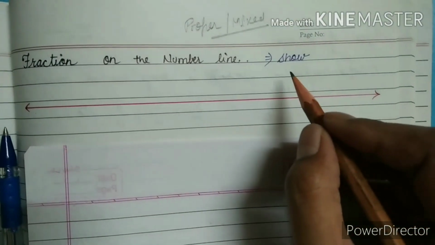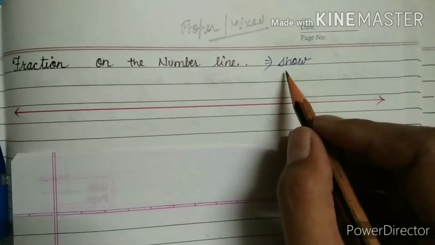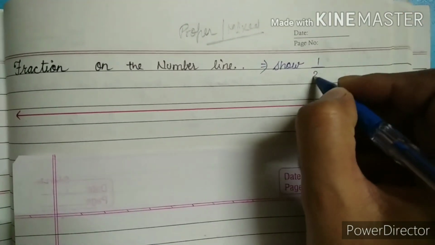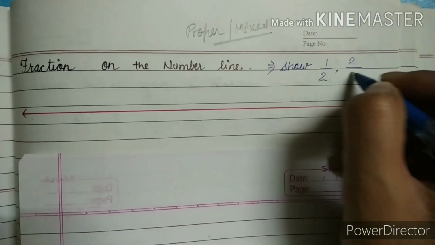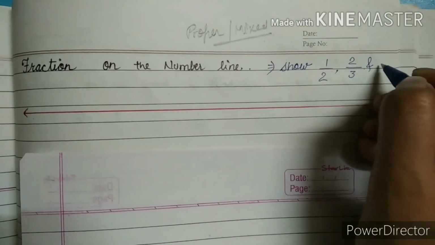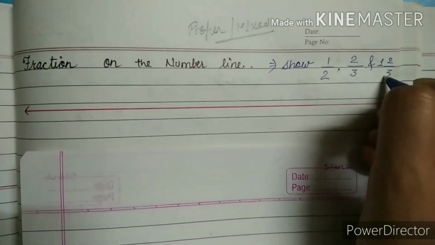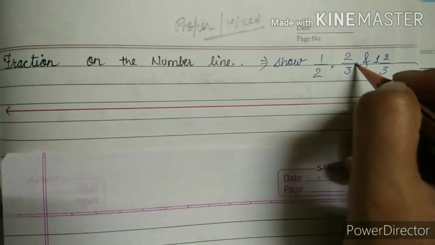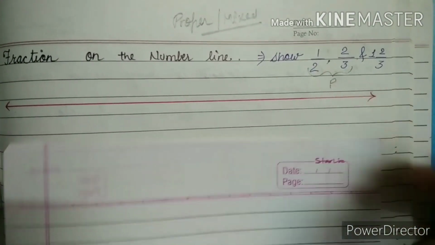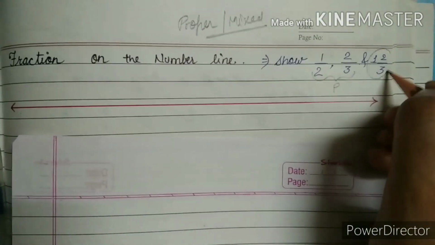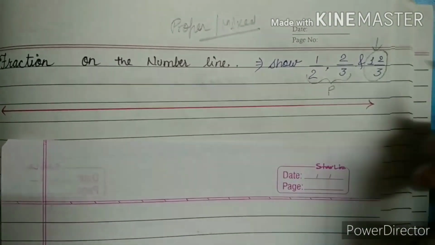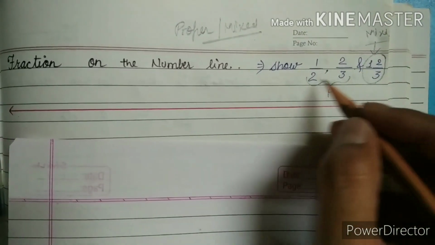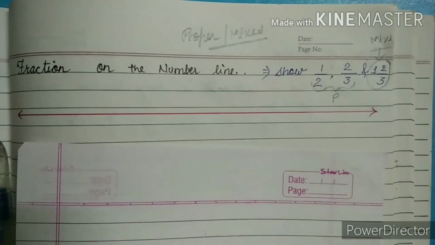So if we take some examples, we show here 1 by 2, 2 by 3 and 1 and 2 by 3. As you can see, 1 by 2 and 2 by 3 both are proper. But 1 and 2 by 3 is mixed. This is a mixed fraction. So how can we show fractions on the number line?